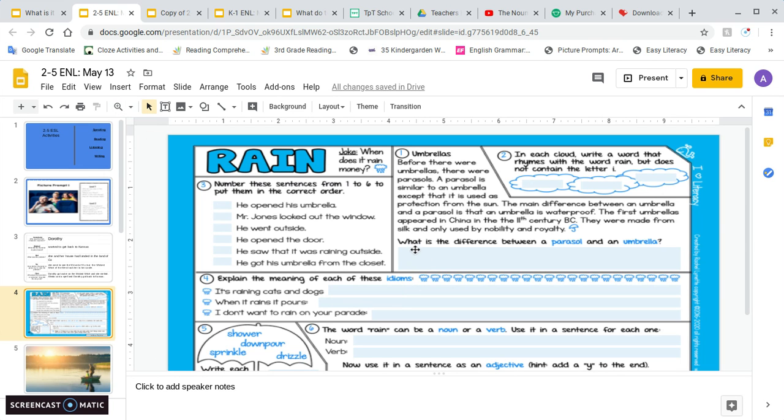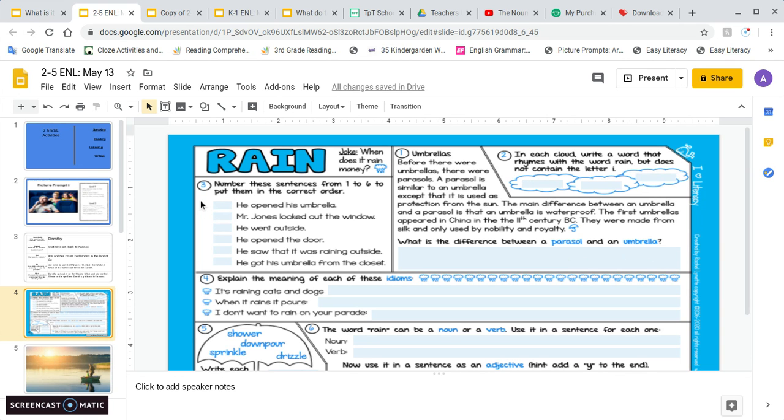So now in number 1, what is the difference between a parasol and an umbrella? Okay, number 2, in each cloud, you don't have to draw clouds on your paper. You just have to write number 2. Write a word that rhymes with the word rain, but does not contain the letter I. So you're going to have to think about that one. What rhymes with the word rain?